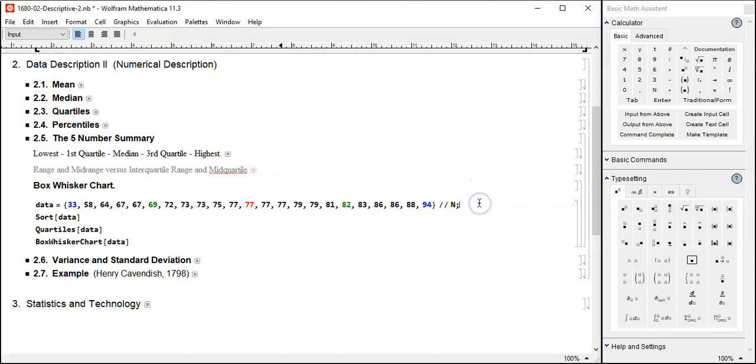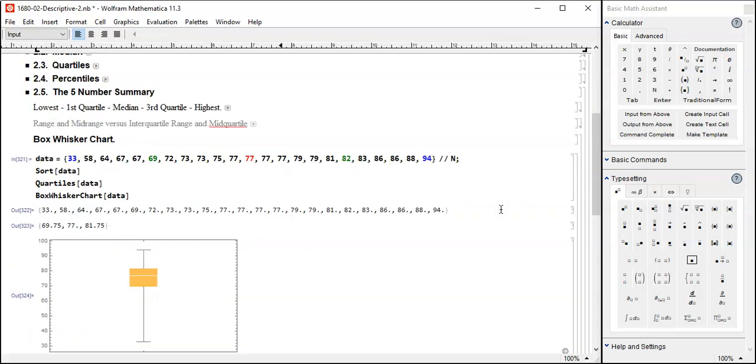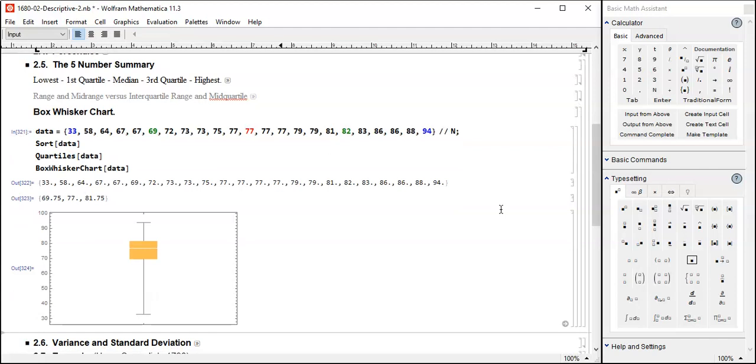Let's use sorted data, and then please pay attention to these colored numbers. These are the 5-number summary. Minimum, Q1, median, Q3, maximum. And run it. And this is the so-called Whisker chart. The whiskers start from the minimum here and end at the maximum there. And the box part corresponds to Q1 and ends at Q3. So start from Q1 and end at Q3.